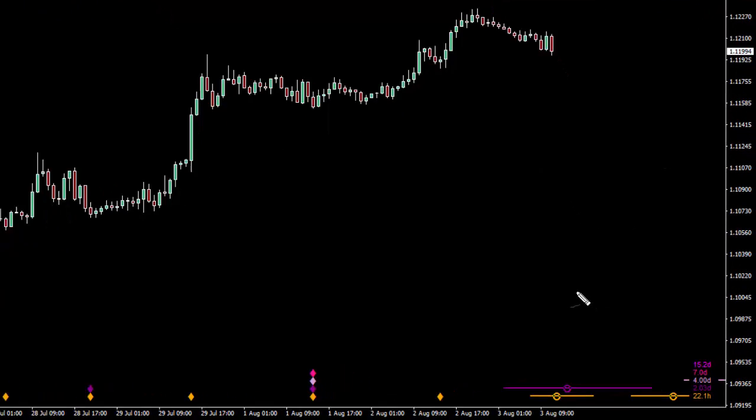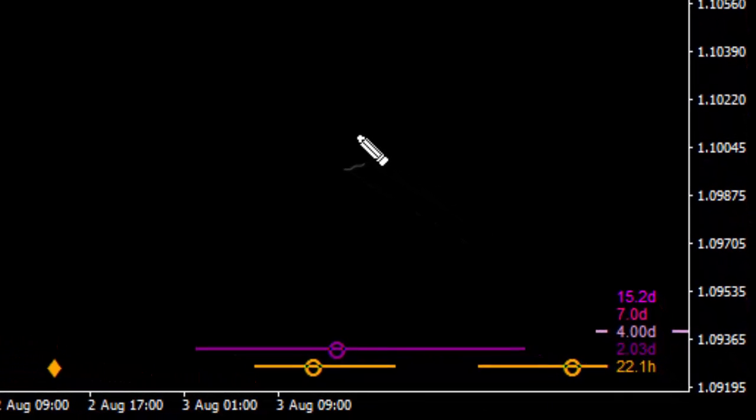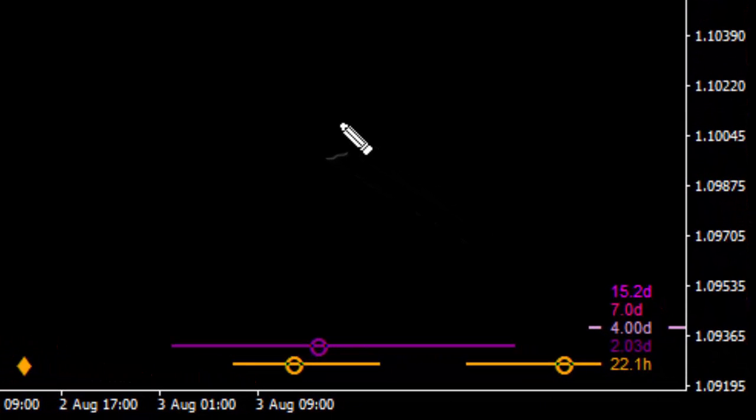The circles represent the exact time at which a trough or peak of a particular cycle is expected to form in the market. And the whiskers, the lines to each side of the circles, represent the range of time in which that trough or peak could reasonably be expected to form. As I've pointed out in a previous video, the circles themselves are very powerful because often turns in the market form at exactly those circles.